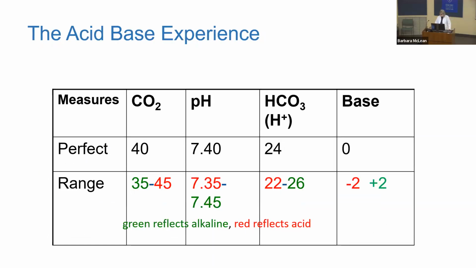All right. So this is how I teach this. Perfect measures: CO2 40, pH 7.40, bicarb 24, base 0. And then the range. The green color reflects alkaline, the red color reflects acid. And I find this is the easiest way for folks that maybe are not experts yet in blood gas interpretation, because understanding, always start from perfect. That will always tell you the story.